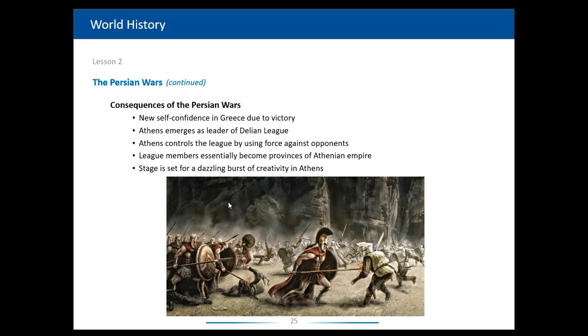The consequences of the Persian Wars include new self-confidence in Greece due to the victory, and Athens emerges as a leader of the Delian League. Athens controls the league by using force against the opponents, and the league members essentially become provinces of the Athenian Empire. The stage is now set for a dazzling burst of creativity in Athens.